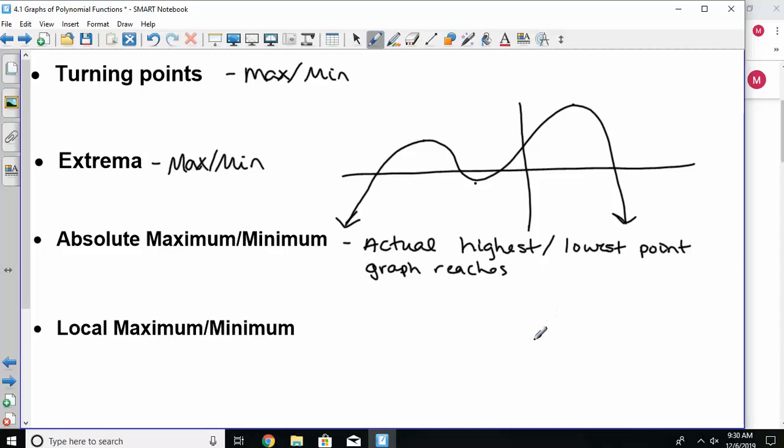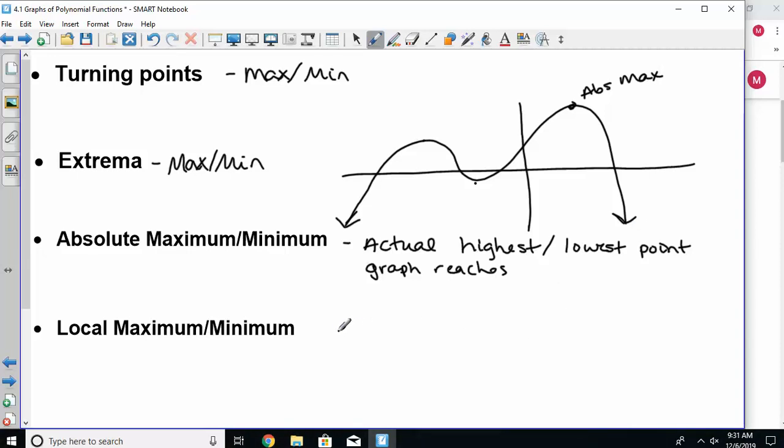Does this one have an absolute max? A highest point that we ever get to? Yes, this would be our absolute max. Does it have an absolute min? Yeah. This is a min, but doesn't my graph get lower than that on the ends? So this one does not have an absolute minimum.